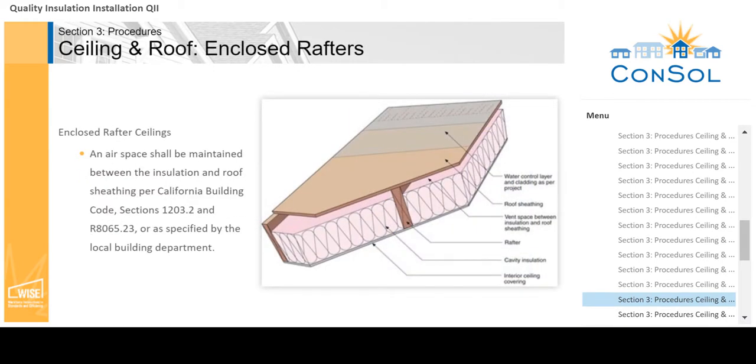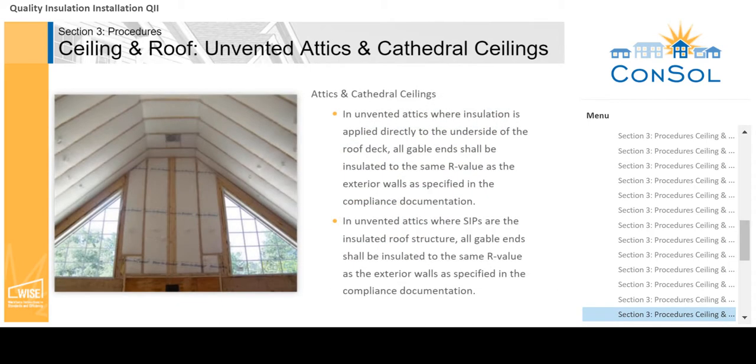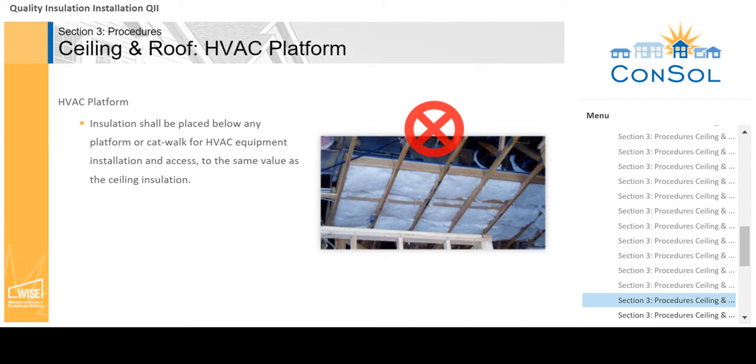All enclosed rafter ceilings shall maintain an airspace between the insulation and roof sheathing per the California Building Code, or as specified by the local building department. In unvented attics, where insulation is applied directly to the underside of the roof deck, or where SIPs are the insulated roof structure, all gable ends shall be insulated to the same R value as the exterior walls as specified in the compliance documentation. Insulation shall be placed below any platform or catwalk for HVAC equipment installation and access, to the same value as the ceiling insulation.